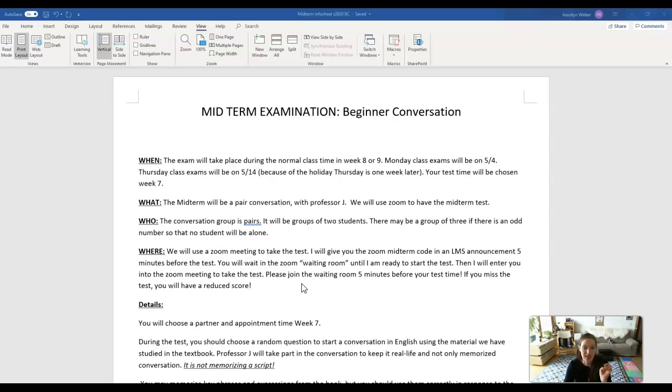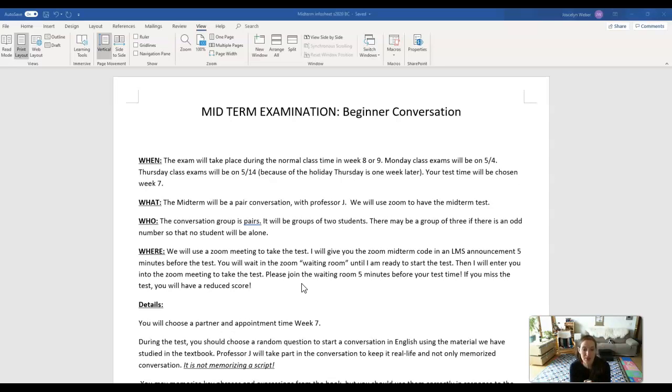I will put the code, the midterm meeting invitation, in the LMS announcement, so you should click there and please join the meeting 5 minutes before your test time. Not all students will enter at 9 o'clock or at 11 o'clock. I will tell you your test time is 9:30 or your test time is 9:50. So when you know your test time, please join the meeting 5 minutes early.